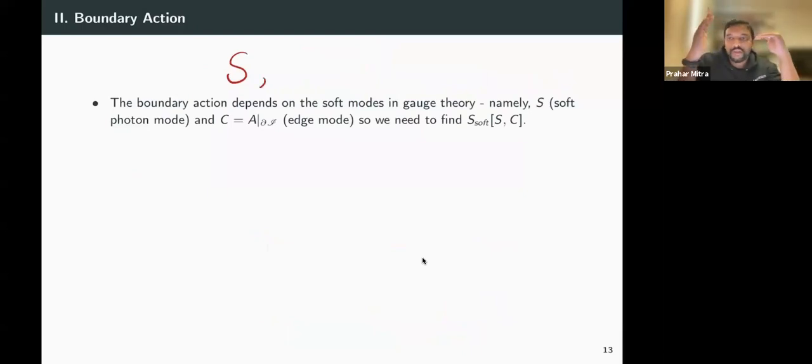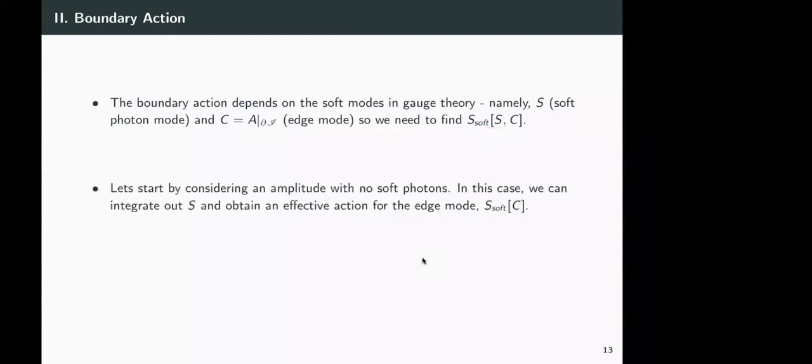So what is soft? Soft means low energy, which means in space-time, it's the infrared mode. It's the mode sitting out at infinity. And indeed, that's the mode that we are going to refer to as C. So C is the value of the gauge field at the boundary. Okay, so these are the two soft operators in gauge theories. So I have to write down an action that's a function of S and C. That's the goal.